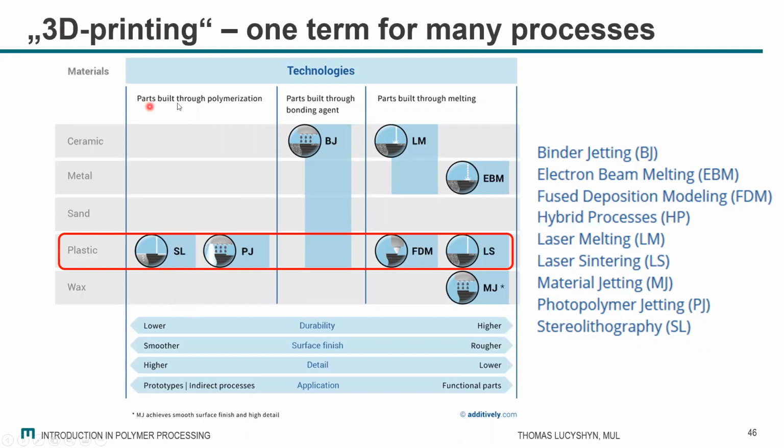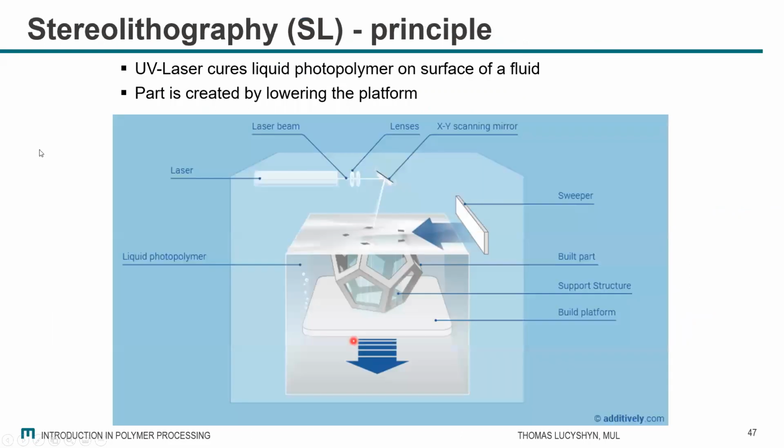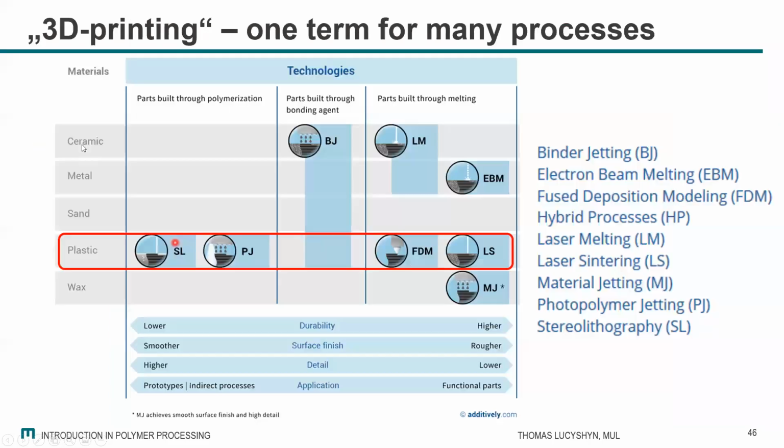The one is parts being built through polymerization, so this one is basically resin-based. And then on the thermoplastic side, we have parts being built by melting. So that's the thermoplastic side. And there are also some effects on the properties. So I'll focus on these 4 methods listed here in the red bar.